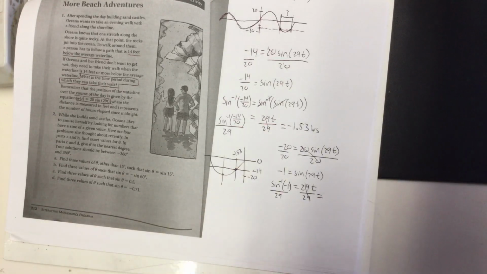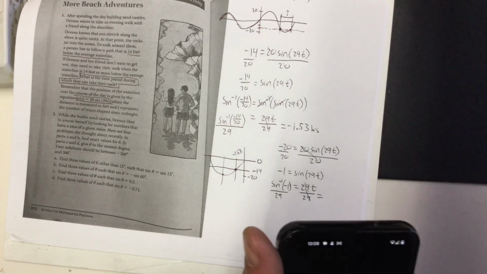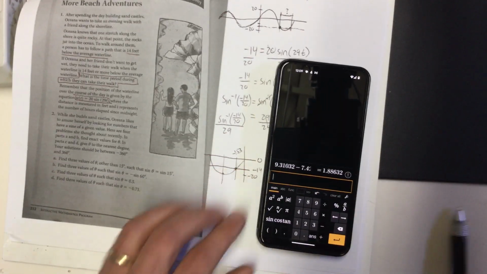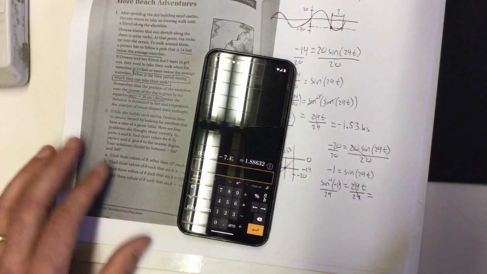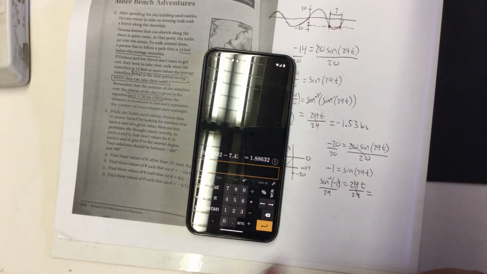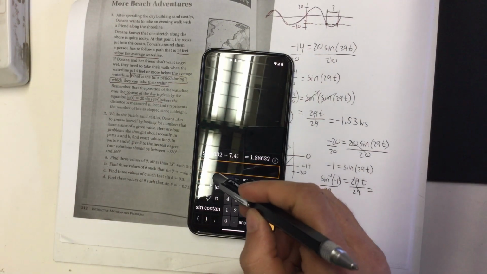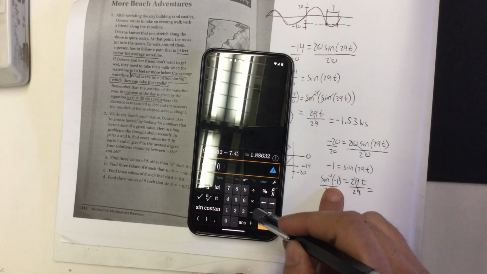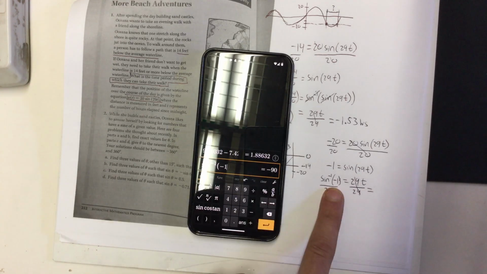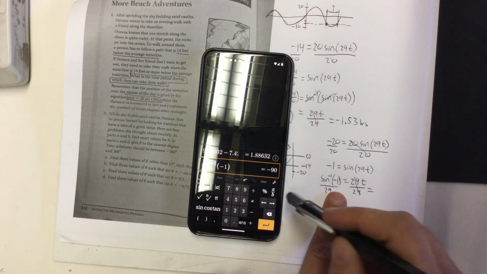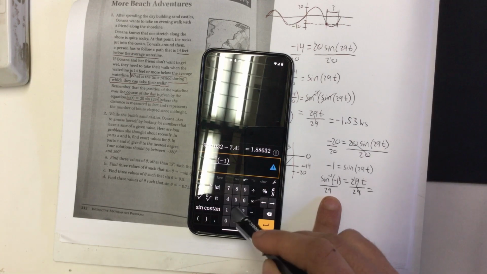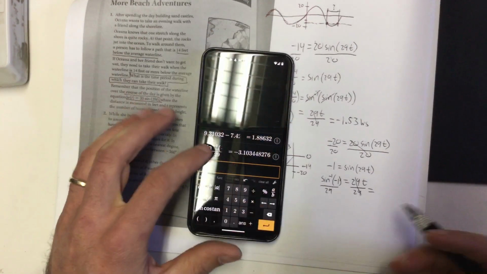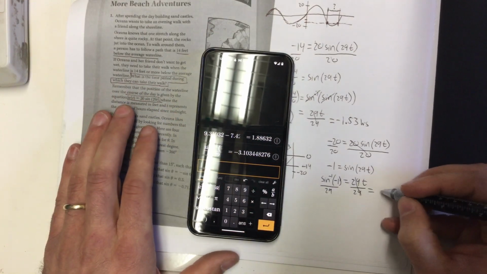So let's figure out what that time is. Clear all. So we can see everything here. So function, sine inverse of negative 1, close parenthesis, divide by 29 is equal to negative 3.103.